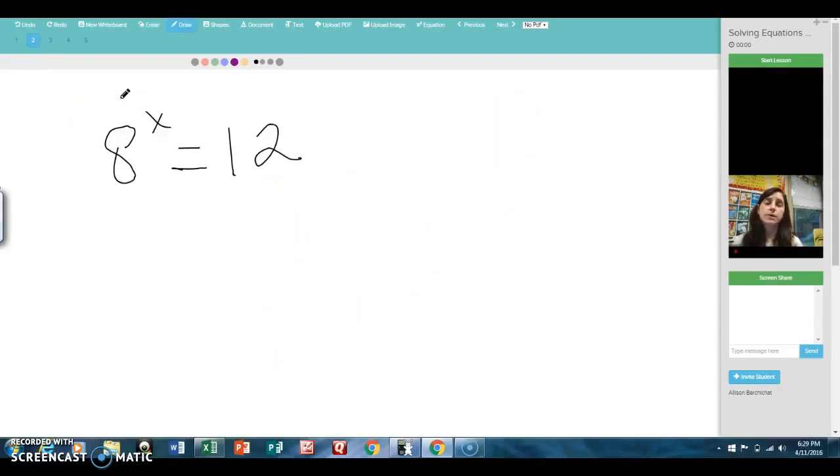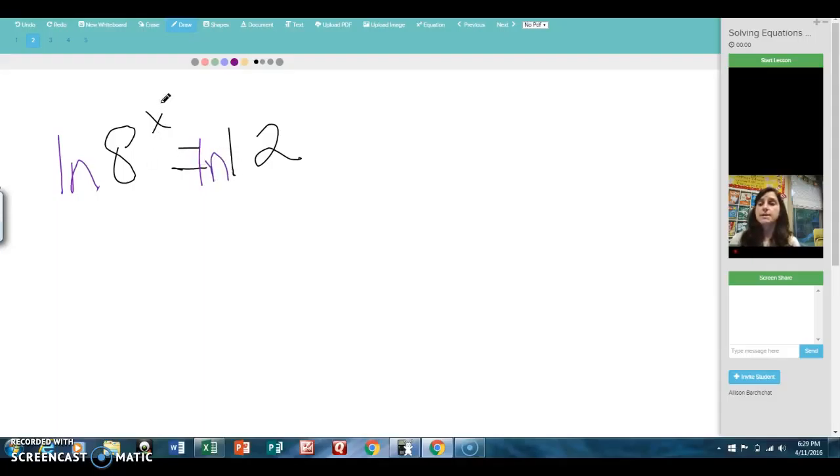So this is where we really want to use log. In this problem, we have 8 to some power, and we don't know what that power is. If it said 8 to the x is 64, we would know that x was 2. But we don't know what power of 8 is 12. So we have no choice here but to use log. So what we're going to do is take the log on both sides. You can choose to use the common log or the natural log. I'll use natural log here.